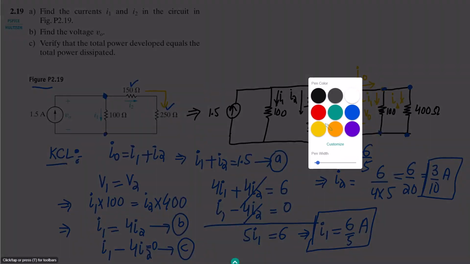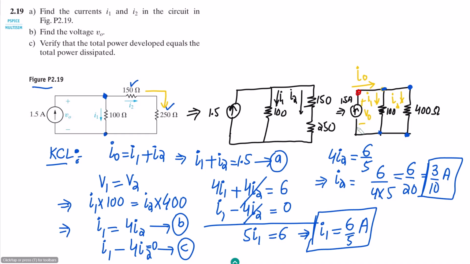As we can see, all these three branches are basically in parallel with each other. So therefore V1 is equal to V2 is equal to V0. All these three voltages are the same because all three are in parallel with each other. So let me take any of these branches and apply Ohm's law. So let me take this branch and apply Ohm's law.